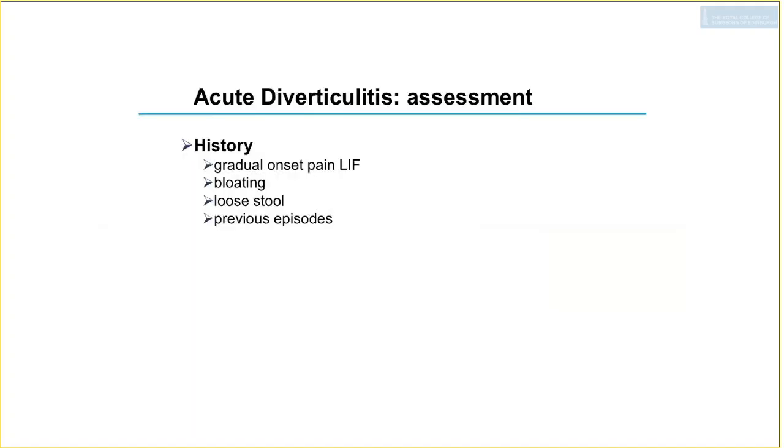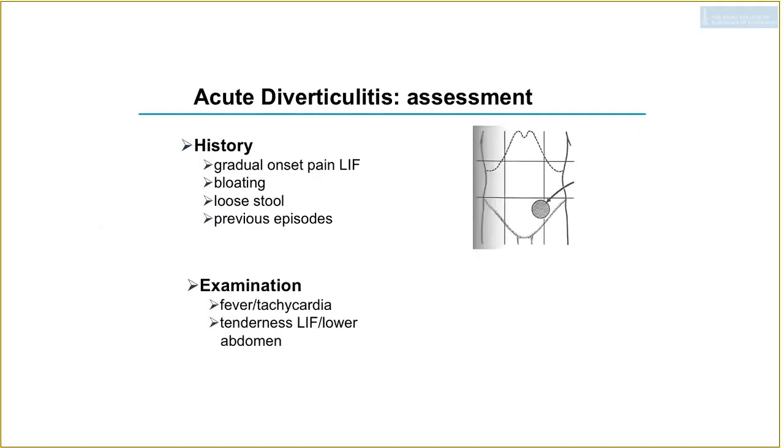So what about the assessment? Well, the typical presentation is one of gradual onset of left iliac fossa pain, a bit of bloating, non-specific symptoms, maybe some bowel change, and maybe a history of previous episodes of the same sorts of symptoms. And we go on to examine, and we're looking for tachycardia, perhaps a fever, and tenderness, particularly located in the left iliac fossa, or indeed the lower abdomen in the suprapubic region.